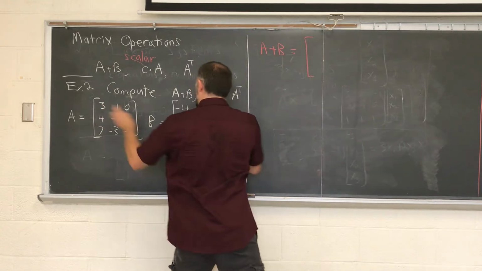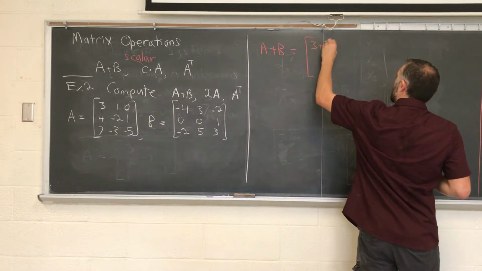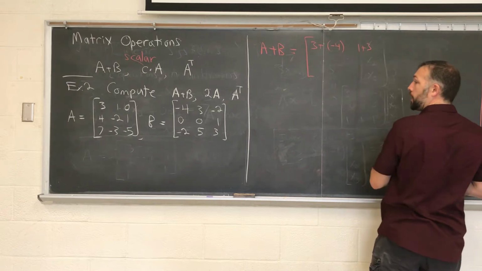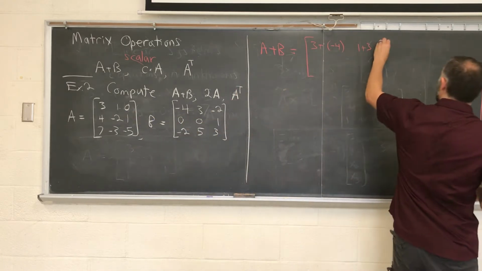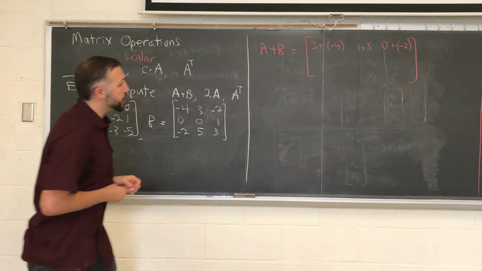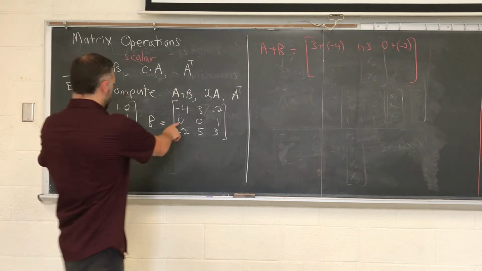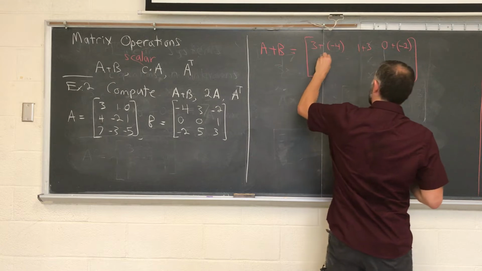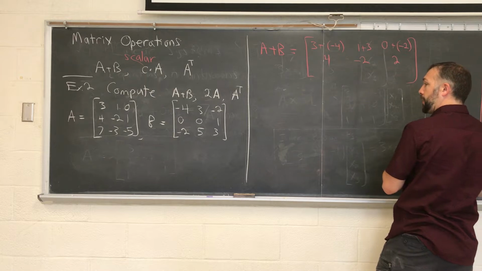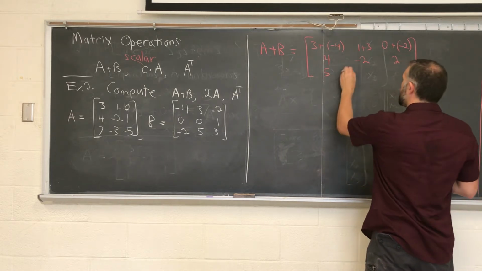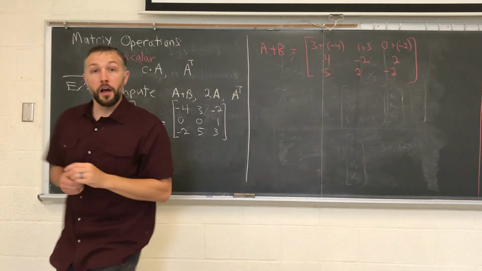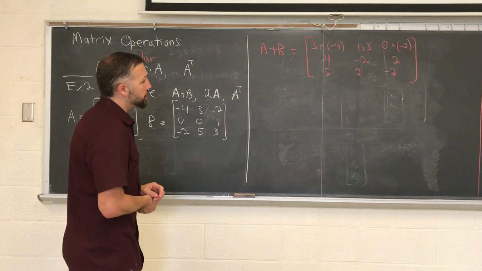So, the first number, 3 plus negative 4. Right? The next number is going to be 1 plus 3 in this example. And then 0 plus negative 2. And I won't write the rest of these down in full detail like that, but I think you've got the idea. And likewise, I can go, well, all right, let's go a little faster, right? 4 plus 0 is 4. Negative 2 plus 0. 1 plus 1. And onward we go until we've computed all 9 entries of the addition that we're performing there. Okay, so that's how we would construct A + B.